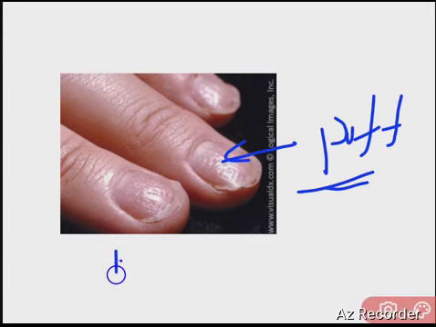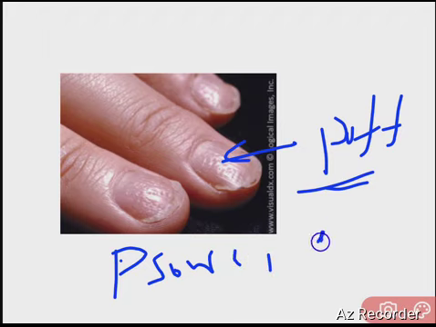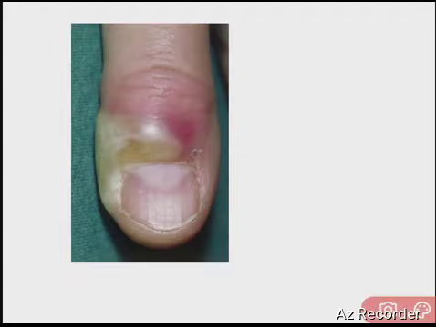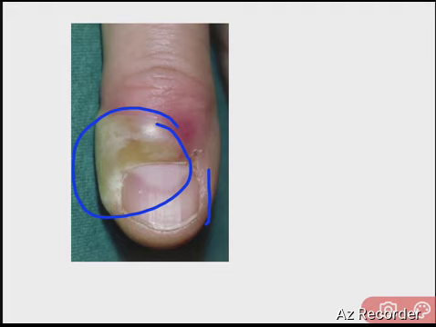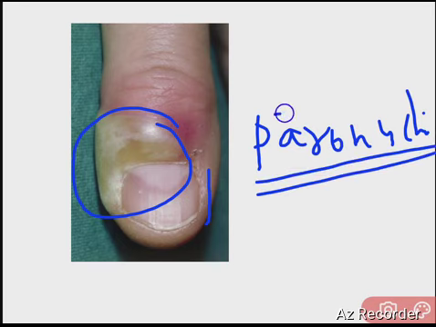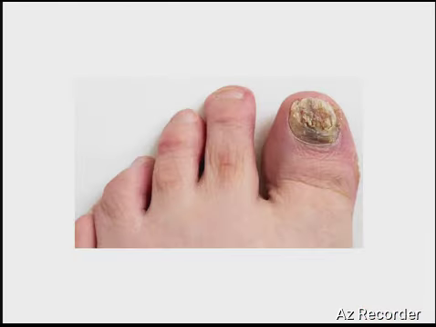Here you can see pitting in the nail plate. Pitting in the nail plate is seen in important conditions like psoriasis and eczema. Eczema and psoriasis cause pits in the nail plate. The skin beside the nail plate is the paronychium, and here we see pus and redness. Infection in the paronychium is called paronychia.